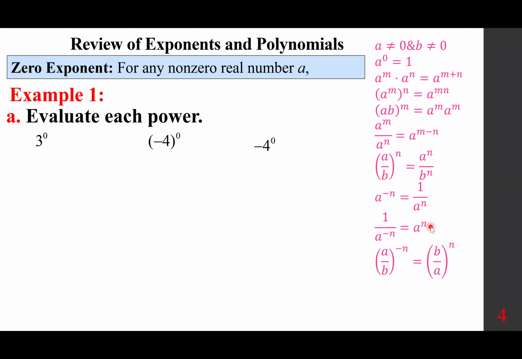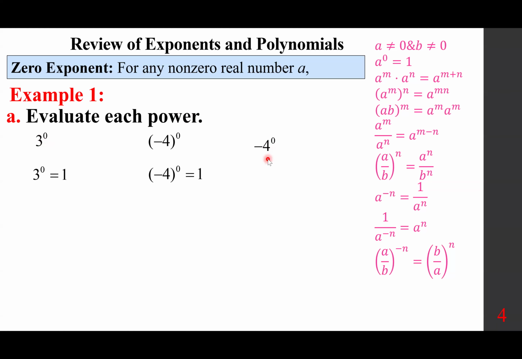Meaning, if you have a negative exponent, if it's at the bottom, you bring it up. If it's at the top, you make it positive and you take it down. And that's the idea. All right. So with this being the case, 3 to the power of 0 must be 1. Negative 4 to the power of 0 must be 1.